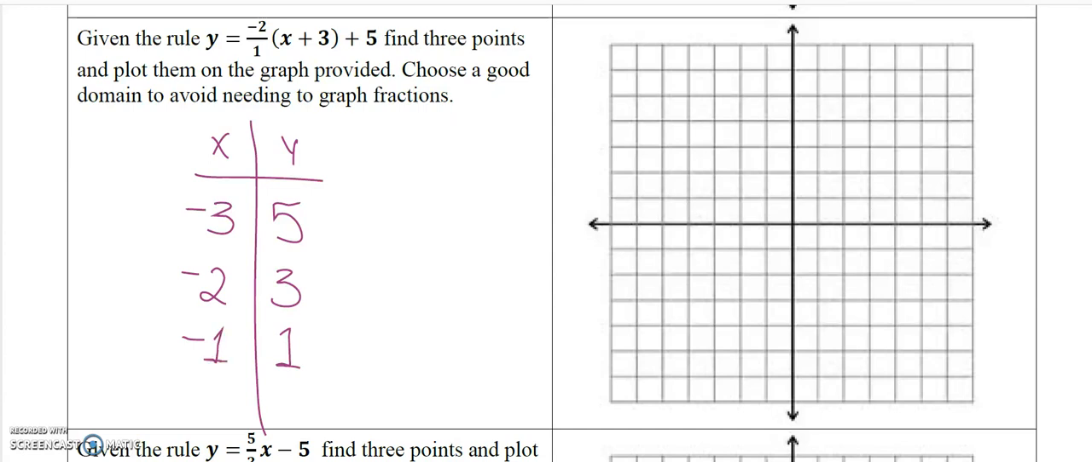Having these 3 points on the chart, you can go ahead and place them on the graph. -3, 5, -2, 3, and -1, 1. And there you go.